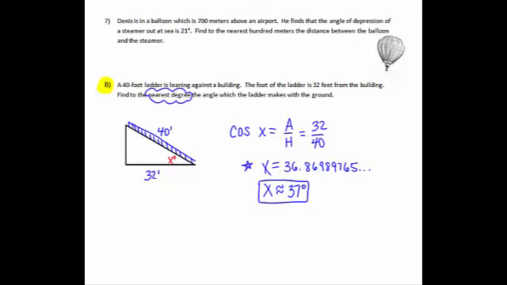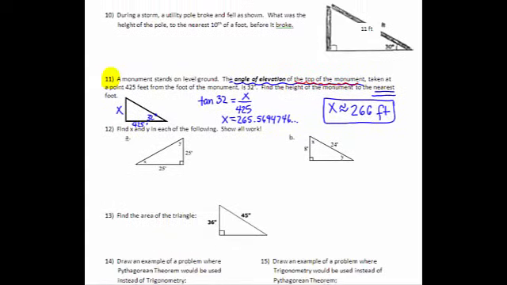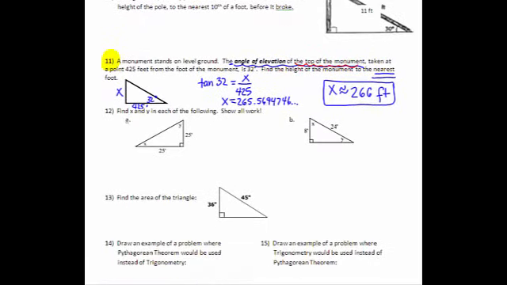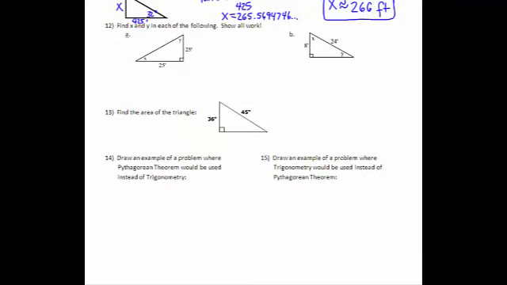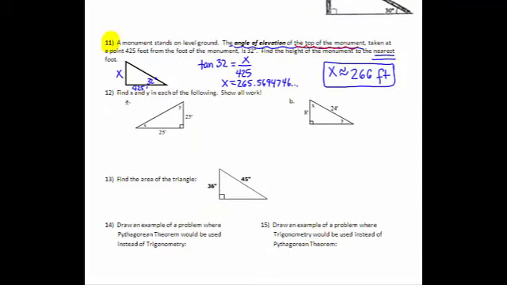Let's go on and look at number 11. Now the reason I chose this one, you're not finding the missing angle, but I think the wording is very confusing, and you will find some confusing wording on these questions. So you have to keep in mind when we talk about the angle of elevation, it is always that angle that is at the base of whatever your diagram is.